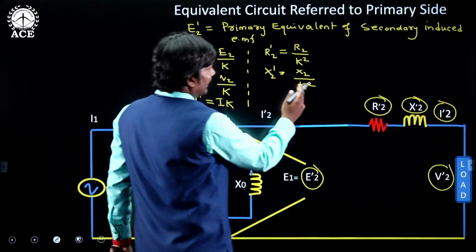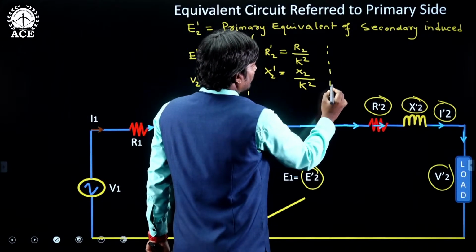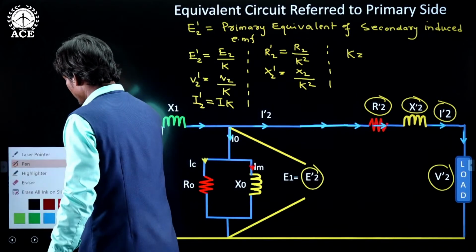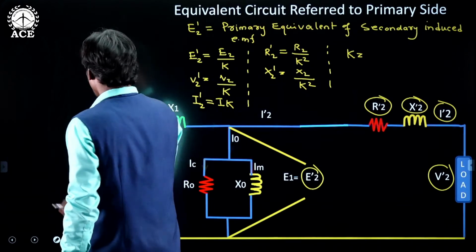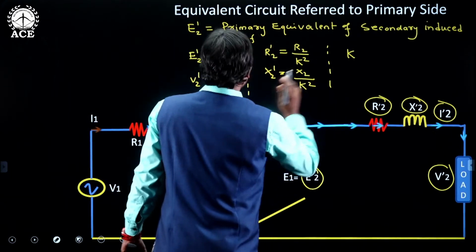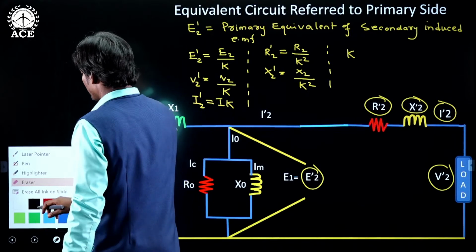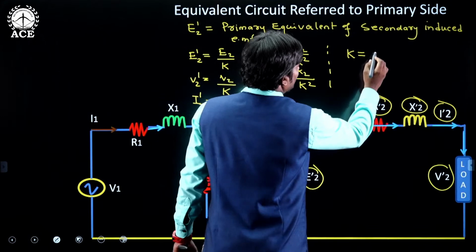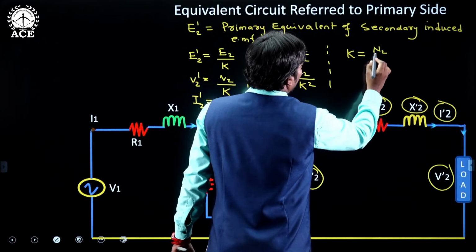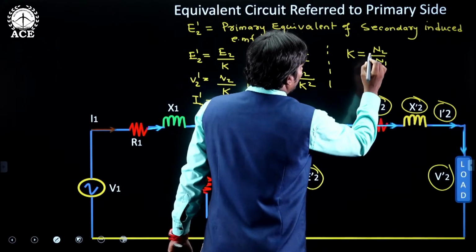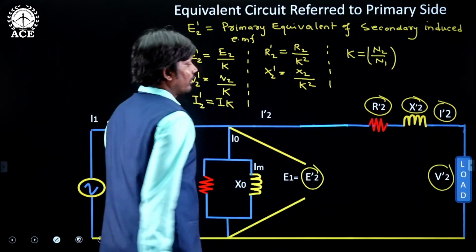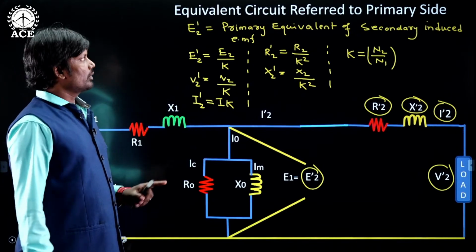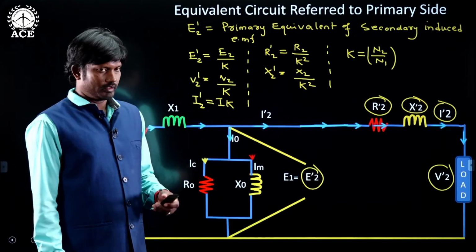Now what is this K? K is nothing but the voltage transformation ratio of the transformer. We know the voltage transformation ratio is nothing but N2 by N1. Okay, this is the equivalent circuit of a transformer referred to the primary side.